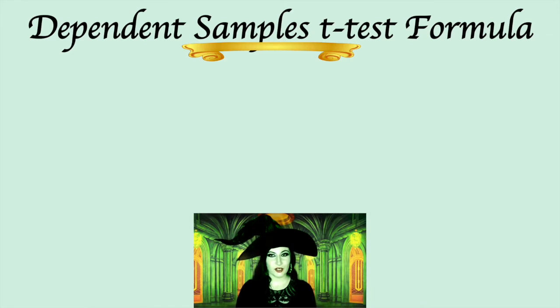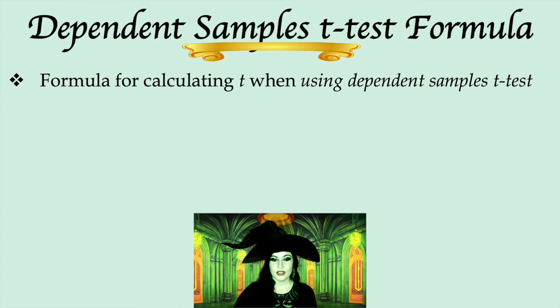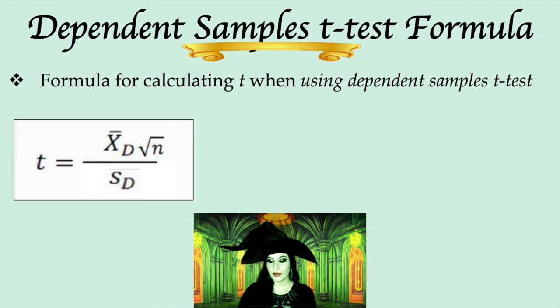Now let's take a look at the formula for dependent samples t-test. Again, dependent samples t-test is going to be used if you have participants that are the same people being measured over time, or if you're going to be measuring people that are very, very related to each other. So the formula for calculating t when using dependent samples t-test looks like this. So again, the x bar represents the average, and now we have this new symbol for d. D is going to represent difference, and once again, difference is indicated by subtracting one value from another.